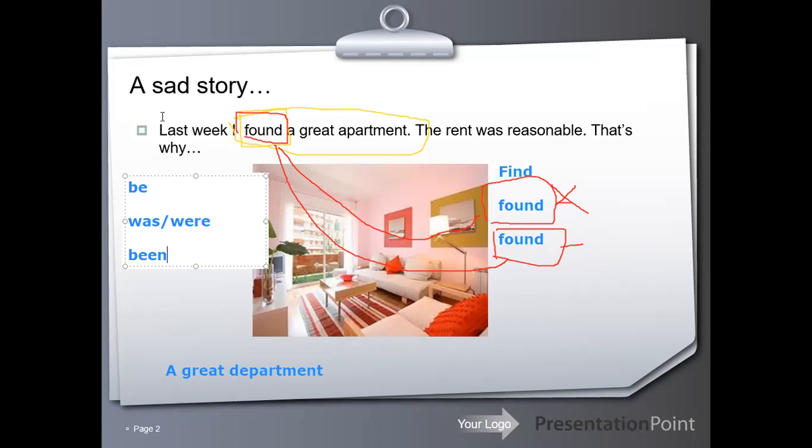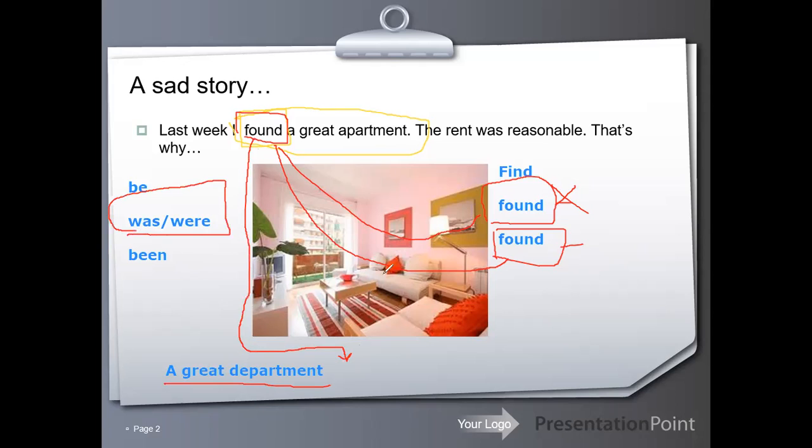Okay, so, when I have simple past in here, si yo tengo pasado aquí, lo siento por el montón de líneas, tengo que usar el verbo be en pasado. A great apartment: was or were? Was. Pretty good. Was what? Found. Was, okay, now.